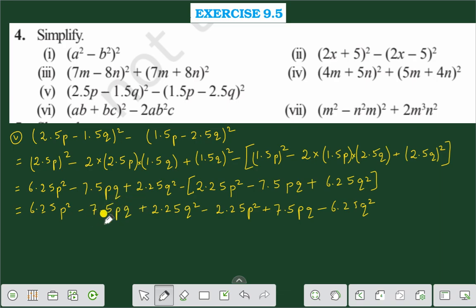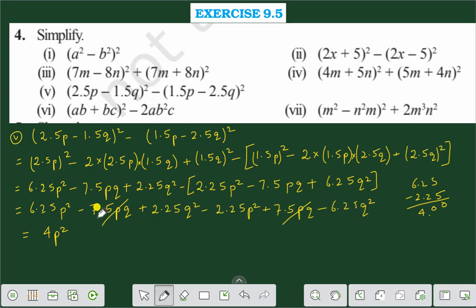Now we are getting 6.25. Here you see minus 7.5 pq will cut with plus 7.5 pq, right? Now here you are getting 6.25 p square minus 2.25 p square. If you subtract this one, 6.25 minus 2.25, then we are getting 4. That is, we are getting 4p square.